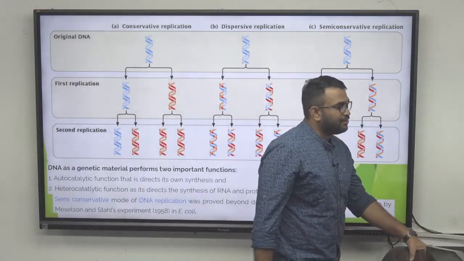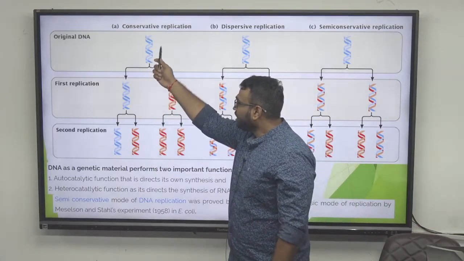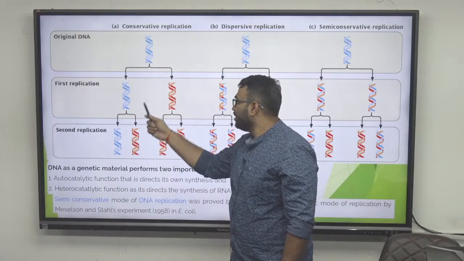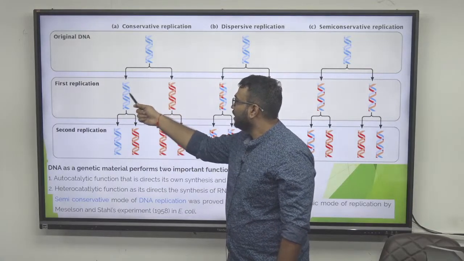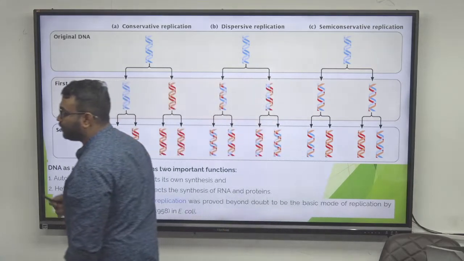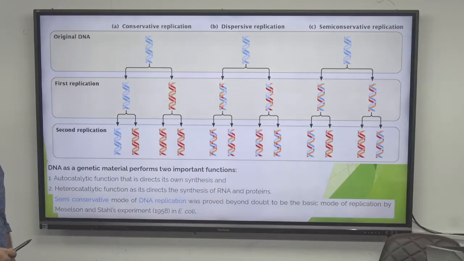So in this conservative method, if you can observe here, this is the original DNA, and this is the first replication which is going to happen. Here two different types of DNA, original and new, would be created. Here the original type is conserved, so that's why it is called the conservative type of replication.